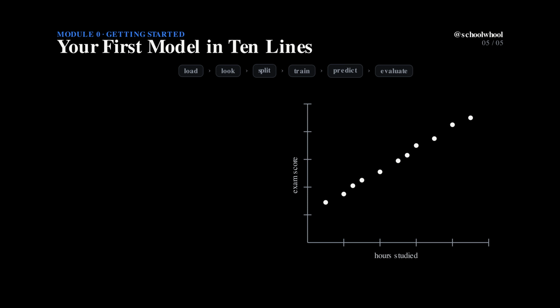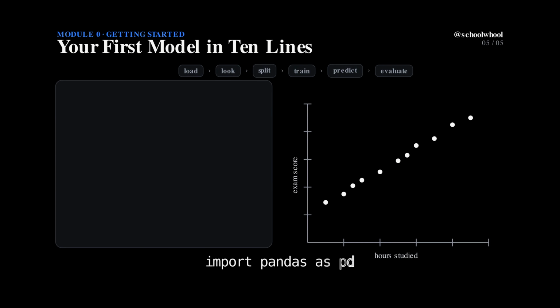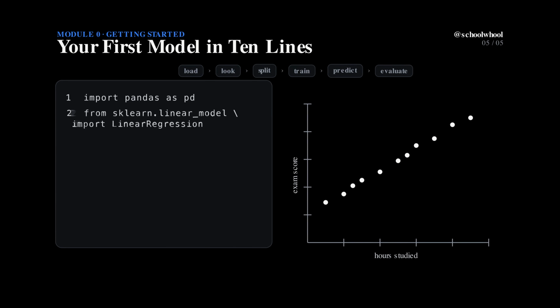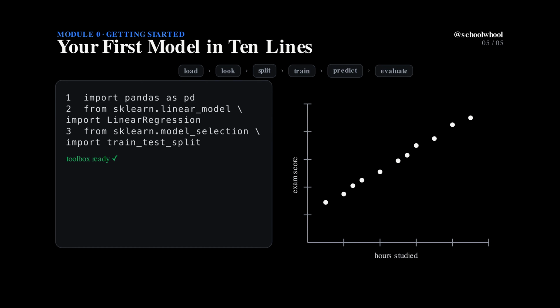First, the toolbox. Line 1 imports pandas, the library that handles our data table. Lines 2 and 3 bring in scikit-learn, a linear regression model, and a helper that splits data into groups. 3 lines, and every tool we need is loaded and ready.